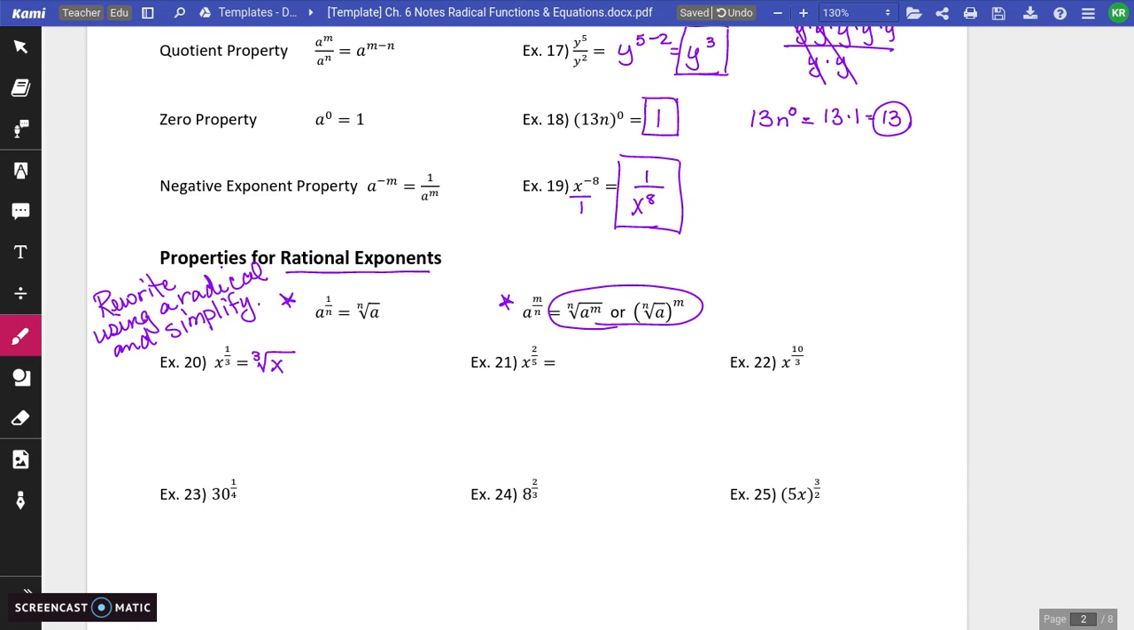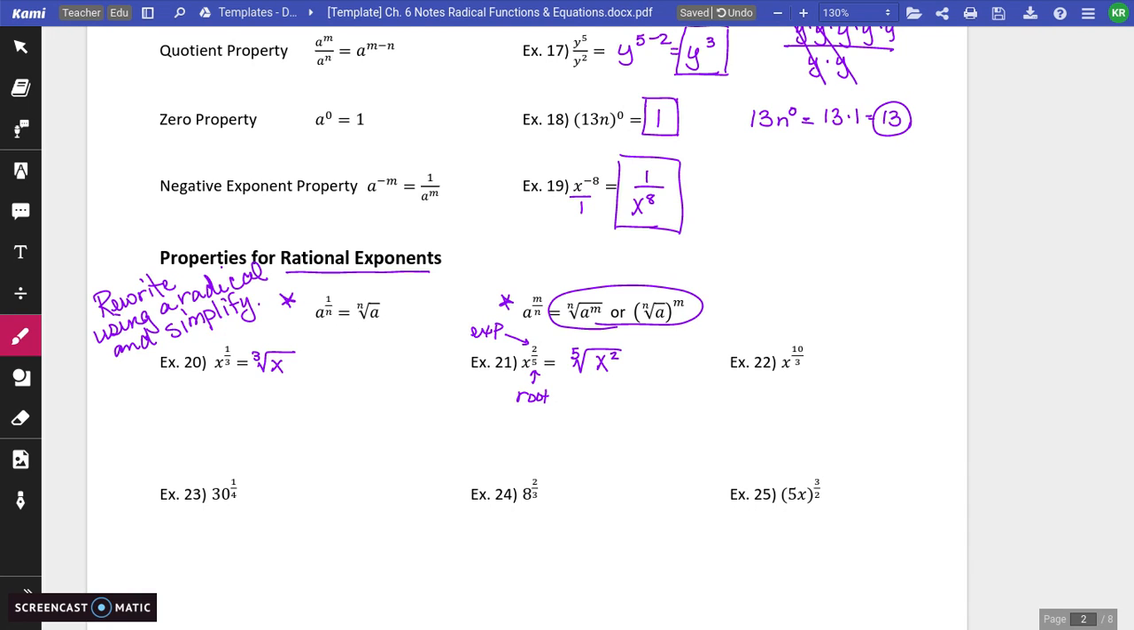Okay, so 21. If I rewrite 21 using a radical, the denominator of your fraction becomes the root, and the numerator of your fraction becomes the exponent. So x to the 2/5 power, with x under your radical. The root is the denominator, so this would be a 5th root, and the 2 becomes your exponent. So the 5th root of x squared.